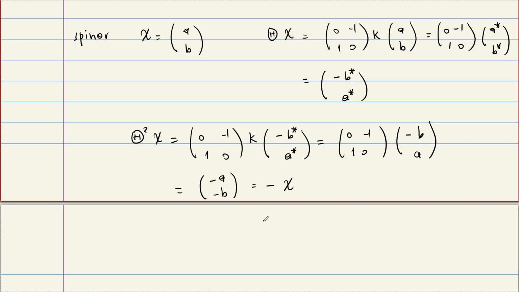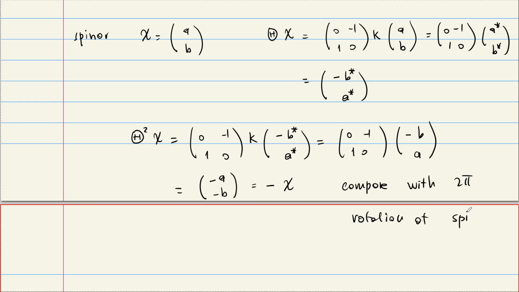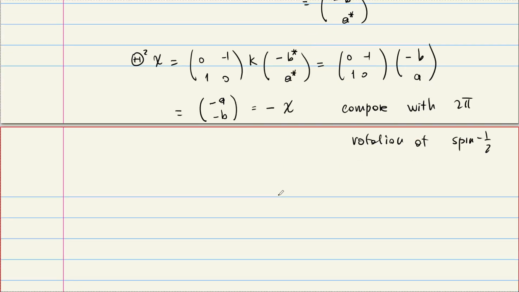Right? And you should also compare this to a 2 pi rotation of a spin one-half. This is unusual, but we have to live with this, right? And there are consequences of this. Any questions? Let me show you one consequence of this, and then I'll close it there.